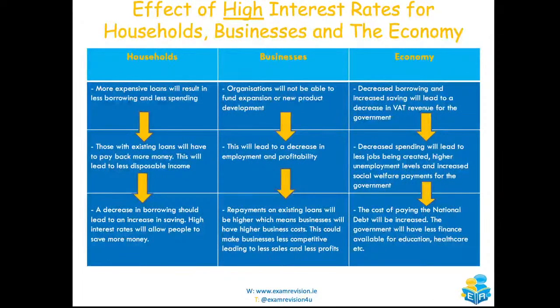For businesses then, organizations will not be able to fund expansion or new product development because they might not be able to afford to pay back a loan with a high interest rate.